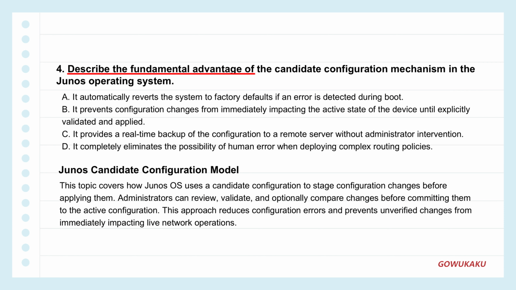Option C. It provides a real-time backup of the configuration to a remote server without administrator intervention. And option D. It completely eliminates the possibility of human error when deploying complex routing policies. Wow. I have to admit, option D really caught my eye. Completely eliminates the possibility of human error. I mean, that sounds like the ultimate software feature.